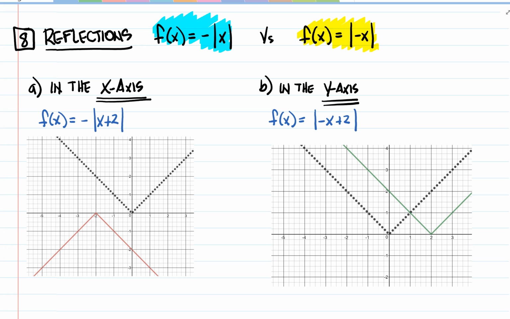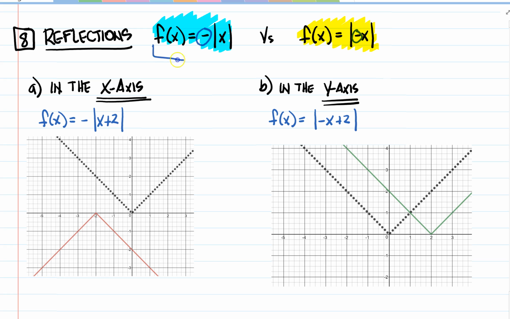Okay, box number 8 is all about reflections of absolute value functions. There are 2 kinds of reflections, and it all depends on where the negative is in the absolute value function itself. So let's compare the negative absolute value of x versus the absolute value of negative x. So I want you to take very note of where the negative sign is.